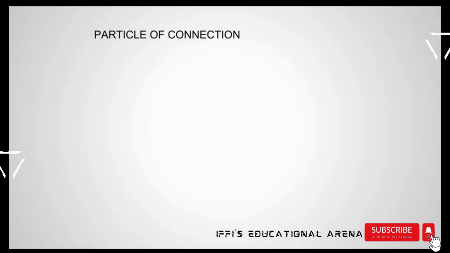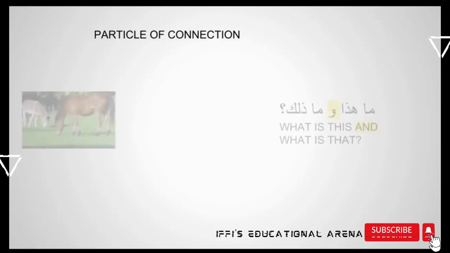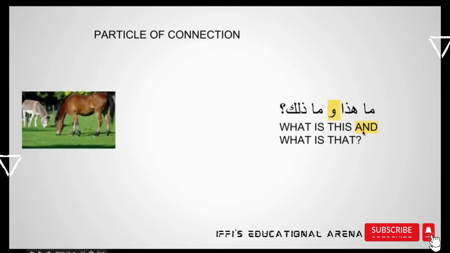It is a particle of connection which connects the two parts of a sentence. For example, if you see here, ma hadha is a question, but the question doesn't end there. So you don't say ma hadha, ma dhalika; technically we use wow. So when you see a wow, it's still a continuation of the same question.